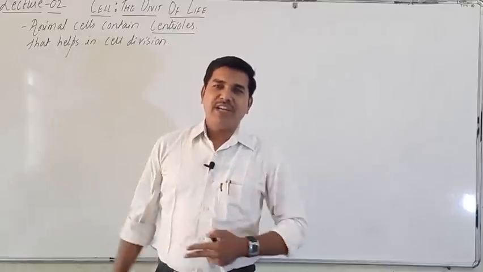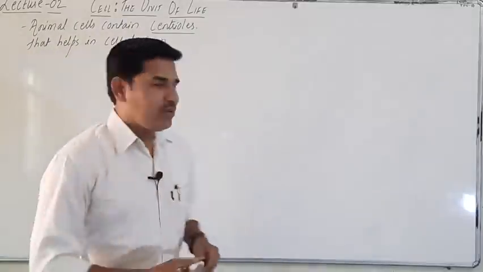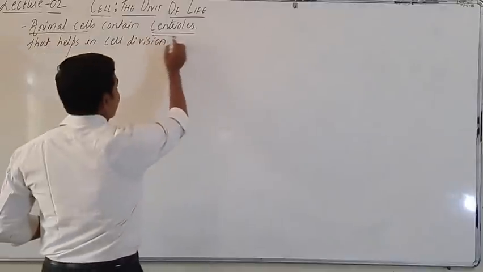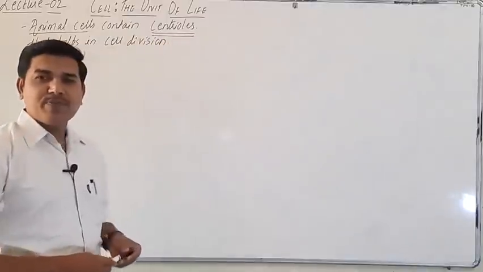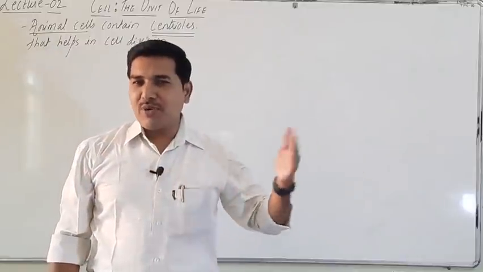While centriole is the main characteristic of what? Animal cell. So this animal cell, it contains what? Centrioles, which is also a cell organelle along with mitochondria, Golgi complex, endoplasmic reticulum.